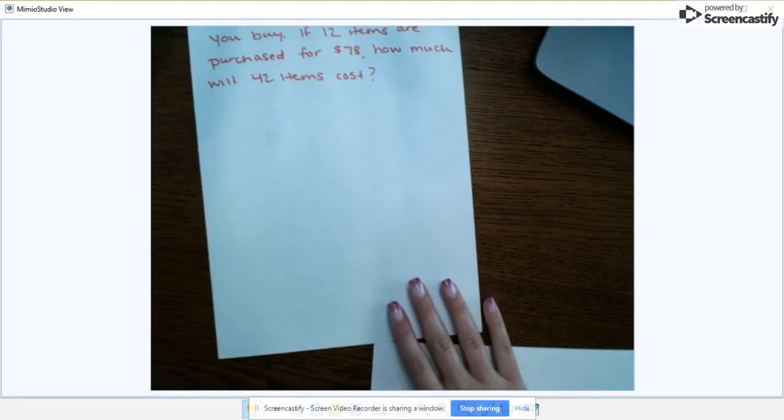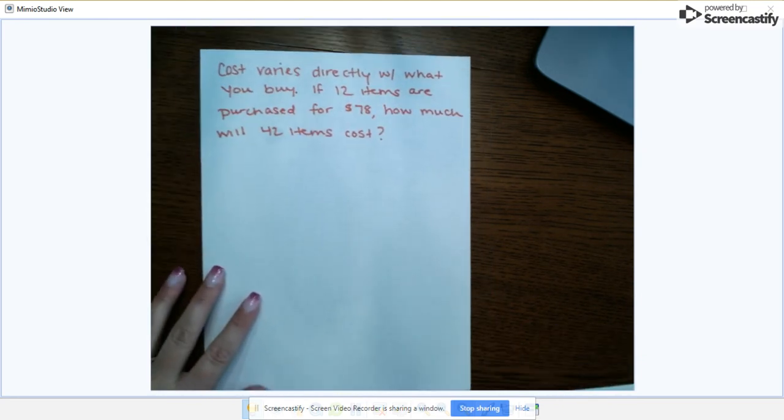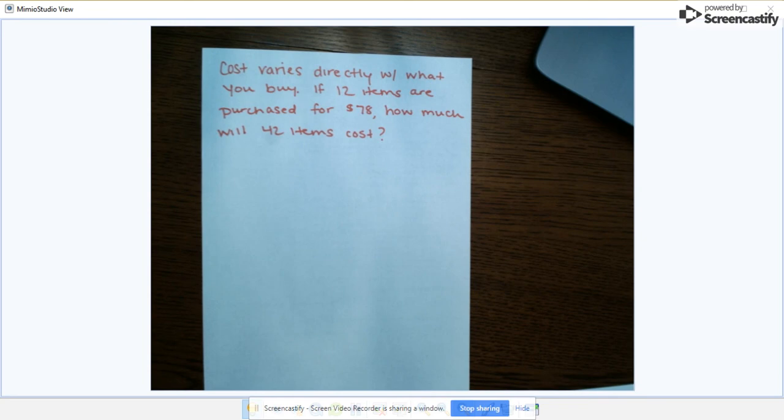With that being said, I would like you guys to answer this question. When cost varies directly with what you buy, know that we buy 12 items for $78 and we want to figure out how much 42 items will cost. So please solve that.